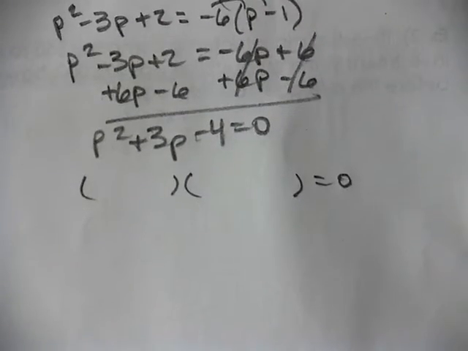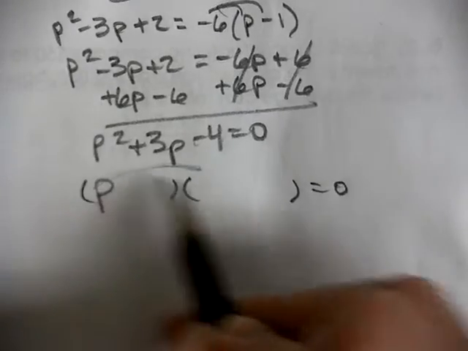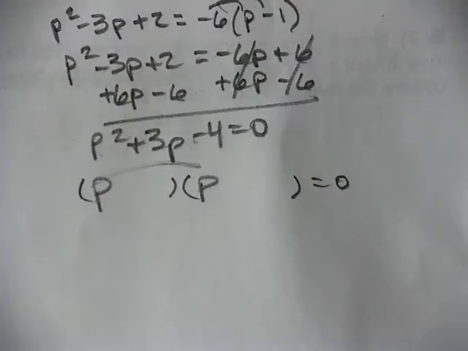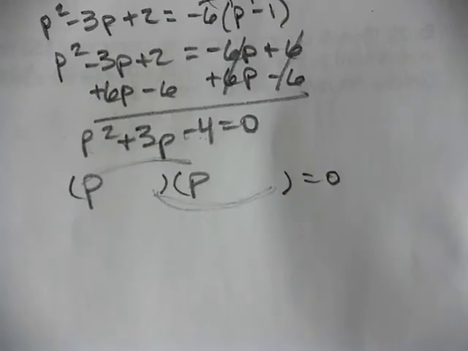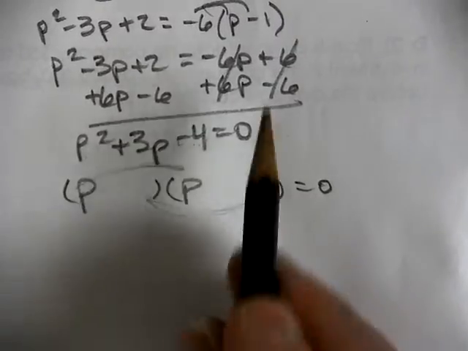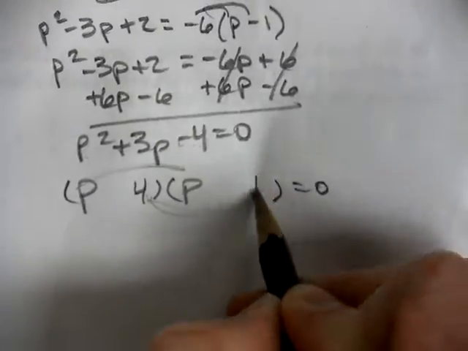We're thinking about guess and check. We're not making a table. We're doing the calculations in our head. The first two numbers, when we think about FOIL, those have to be p and p. That creates p squared. The last two numbers, when we think about FOIL, have to create 4. Well, there's two different ways to do that. 2 and 2 and 4 and 1. 2 and 2 cannot add or subtract together to make 3. So it's going to be 4 and 1.